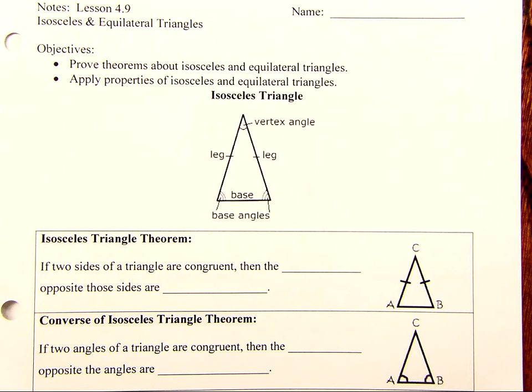Today we're going to be talking about some special triangles. We're going to talk about the isosceles and the equilateral triangles. We talked a little bit about them in our previous lessons, but we're going to build on that information.